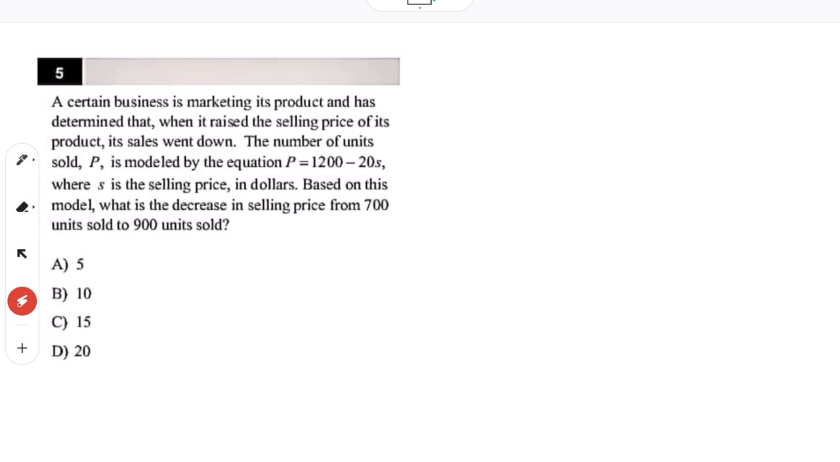So they're trying to find the decrease in selling price from 700 units sold to 900 units sold. Okay, so to solve this problem, we're going to set up two different instances of this equation. One where we plug in 700, and the other when we plug in 900.